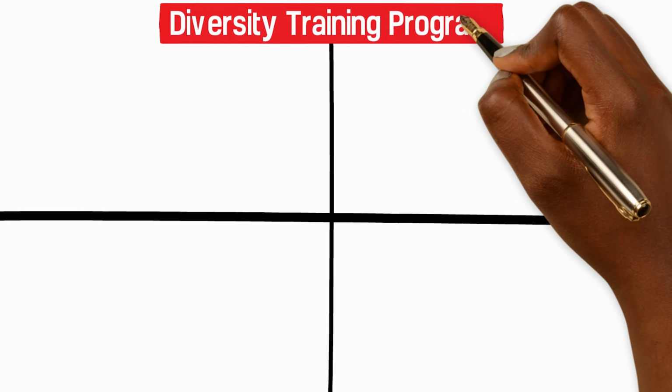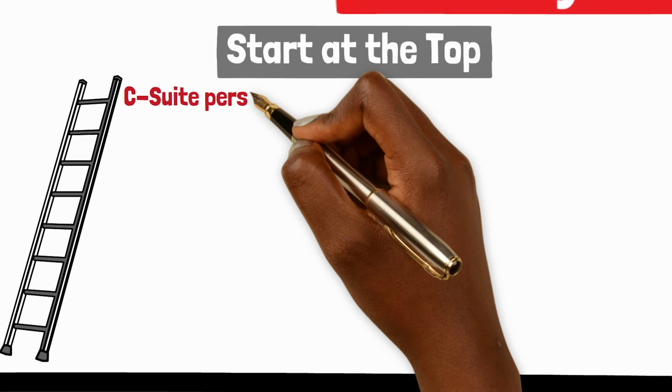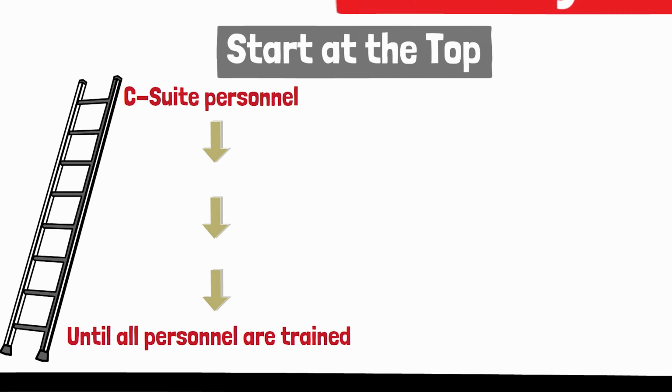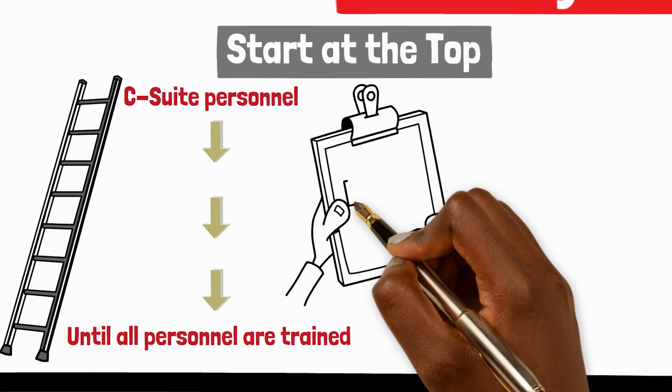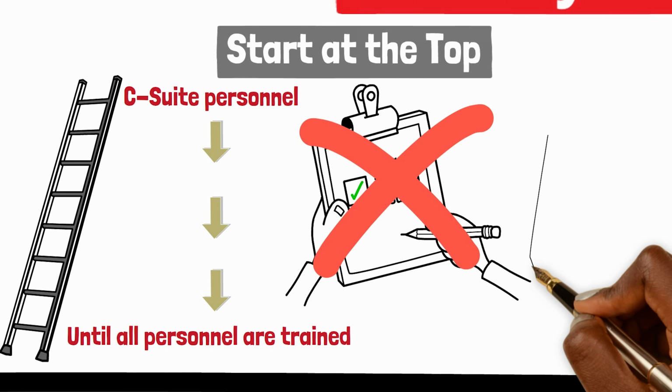Another solution to increase diversity representation is to provide diversity training to all personnel. The diversity training should start with C-suite level personnel and continue down the ranks until all personnel are trained. Training the highest ranking personnel first is important because they have the largest impact on the company and on an employee's career. The diversity training should be a program and not just a course that everyone takes just to check the box and forgets about a week later.